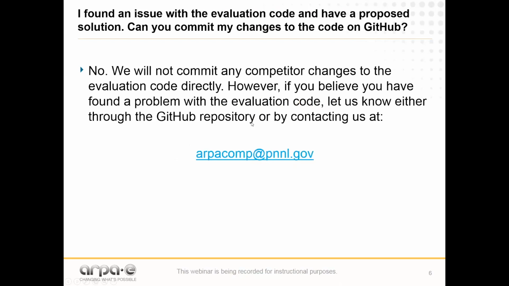I found an issue with the evaluation code and have proposed a solution. Can you commit my changes to the code on GitHub? We will not commit any competitors' changes to the evaluation code directly. If you believe there is a problem, you contact us. We will evaluate what you suggest, and then we'll make changes to the evaluation code as necessary. We very much appreciate, welcome, and want feedback. If something is caught to be off, let's take care of it sooner rather than later. Notify us. We will investigate and we will respond.